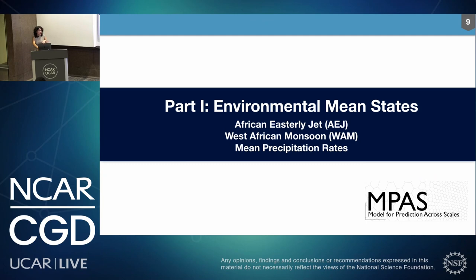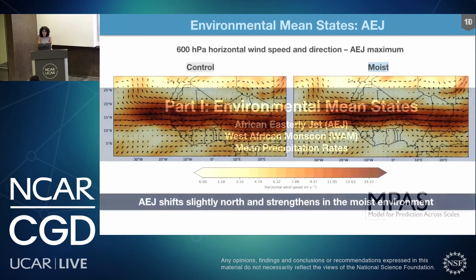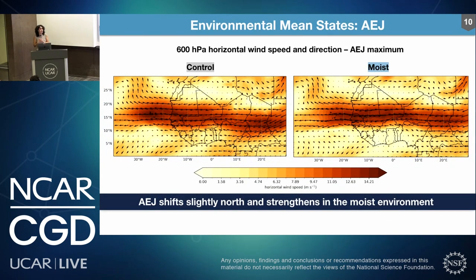But now we want to see how the African environment looked during these three simulations. And first, I want to start off with one of the environmental atmospheric phenomena that I talked about in my second slide, which is the African easterly jet. These plots represent the winds at 600 hectopascal, which is a little bit more than 4 kilometers in altitude. And the contours mean the wind speed.